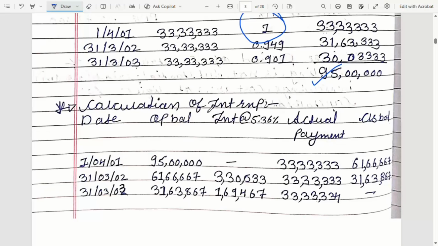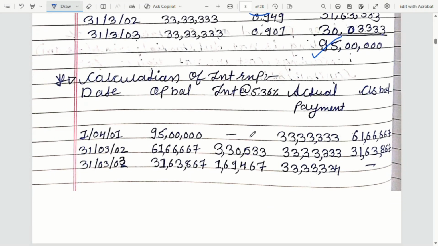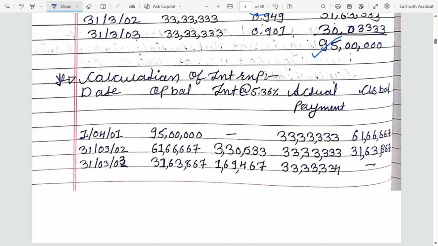So now we will also have to add interest. Okay, so here I have done the calculation of interest. On 1st April we will take the present value which we calculated above, then the payment which we are making at zero time. Okay, the first installment we are making at zero time only, so I have taken the installment. Then we got the closing balance.